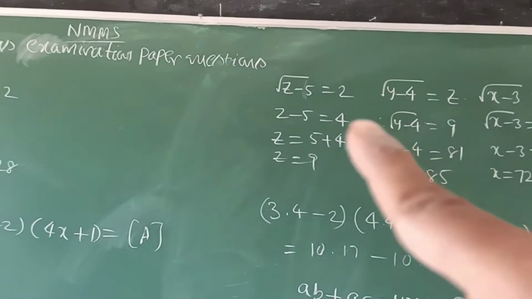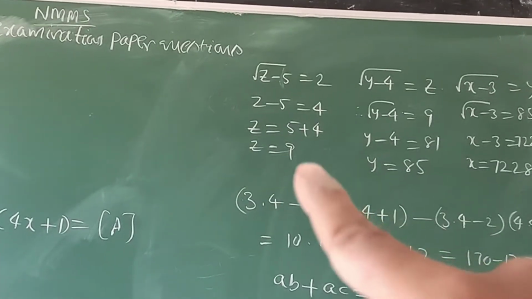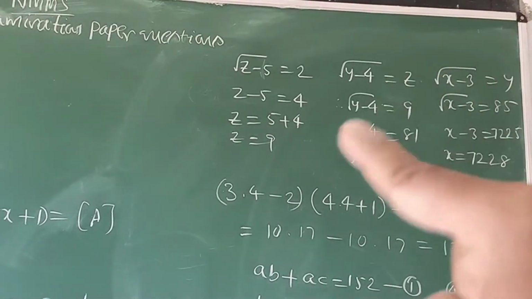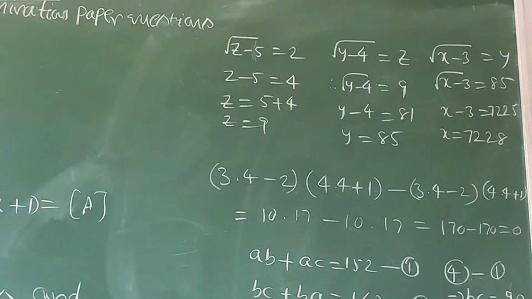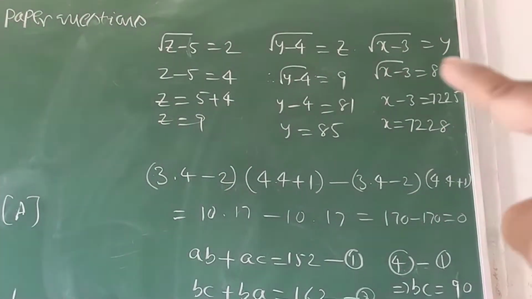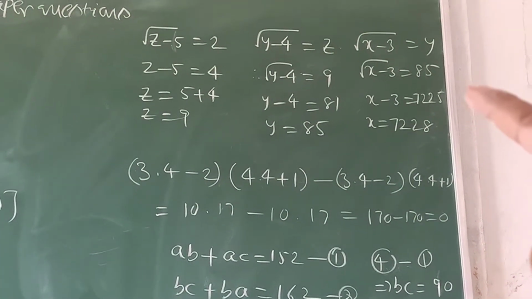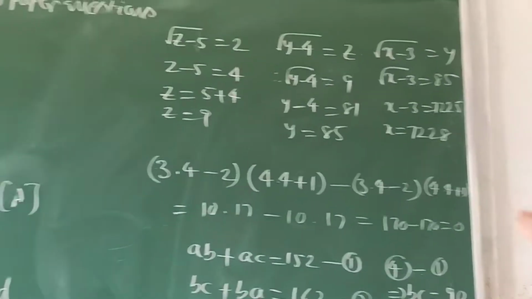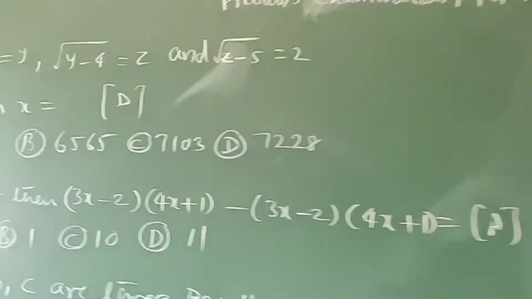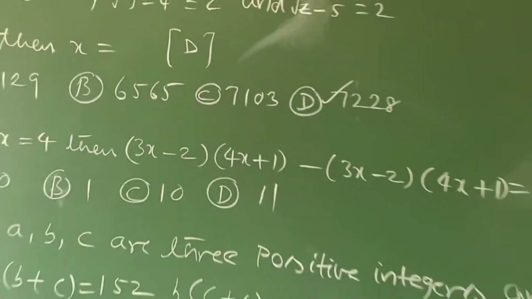Make use of the z value in the second one. Root y minus 4 is equal to z, which means 9. Squaring on both sides, y minus 4 is equal to 81, y is equal to 85. Using this value in the third one, root x minus 3 is equal to y, which is 85. x minus 3 is equal to 7225, so x is equal to 3 plus 7225, which is 7228. Therefore the answer is option D.